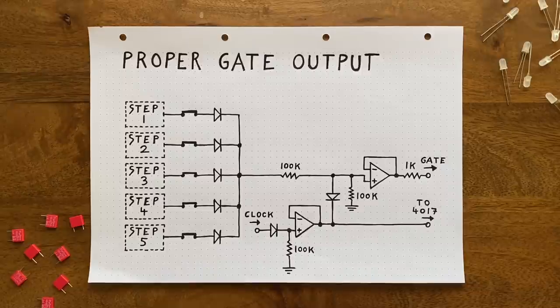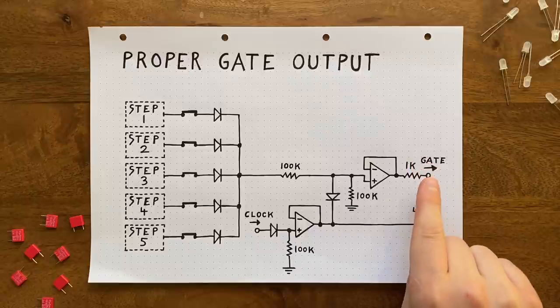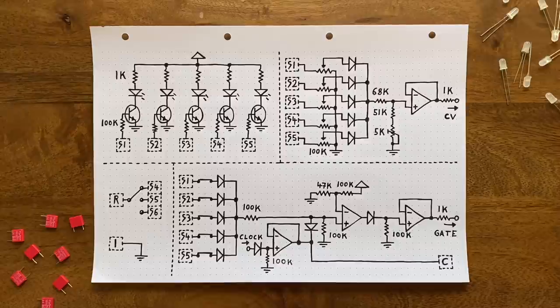So instead of the full 12 volts coming from our counter chip, we'll only get around 6 volts at the gate buffer's output. Now, apparently, this is still a strong enough signal to trigger our envelope. But different envelopes have different gate signal requirements. Some might only trigger at 8 or even 10 volts. So in order to make our sequencer compatible with any envelope, we should try and boost its gate output up to 12 volts. To do that, we'll first turn our gate output buffer into a comparator.